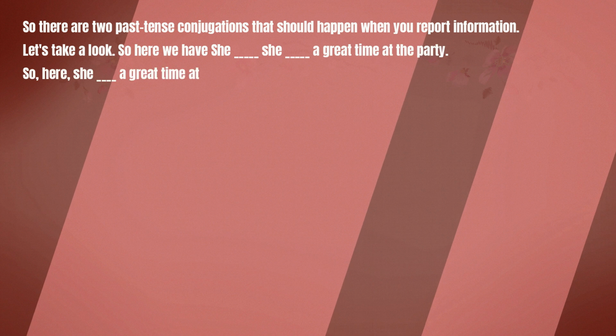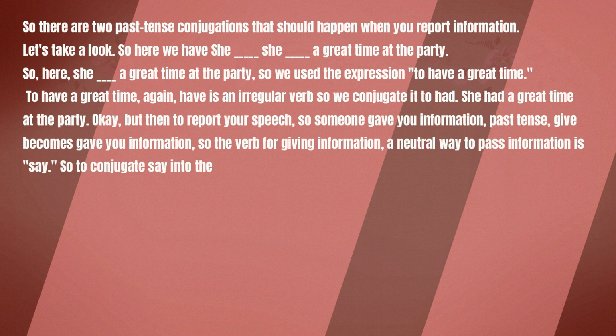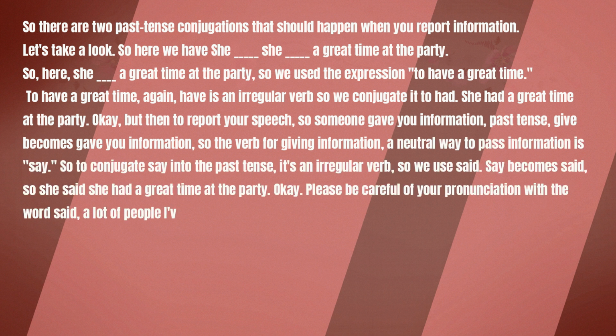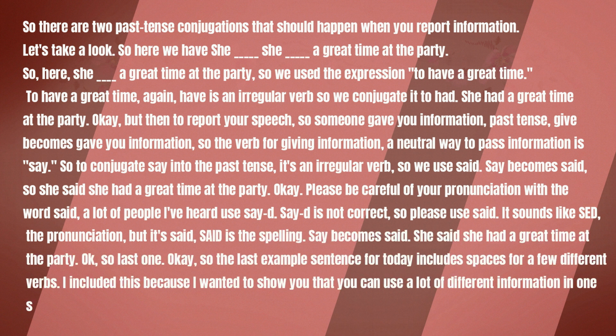Let's take a look. So here we have she something something, she something something, a great time at the party. So here, she blah blah blah, a great time at the party. So we use the expression to have a great time. Again, have is an irregular verb, so we conjugate it to had. She had a great time at the party. Okay. But then to report your speech, so someone gave you information, past tense, give becomes gave you information.